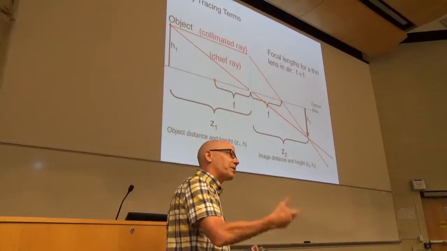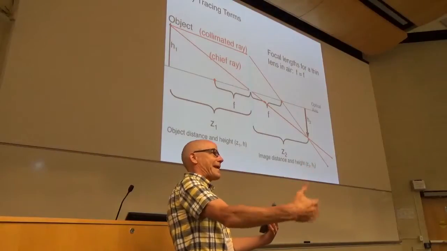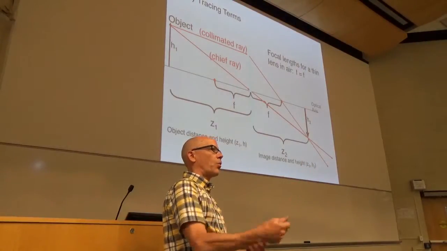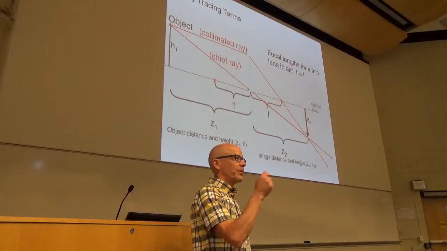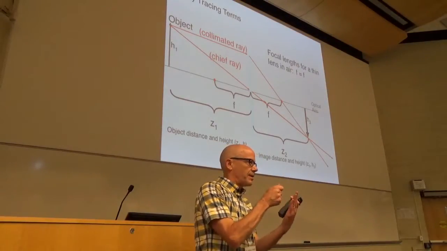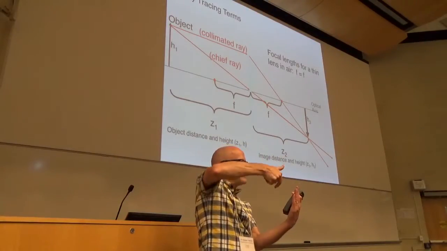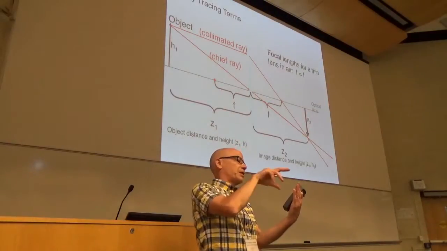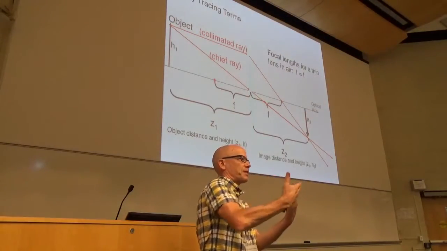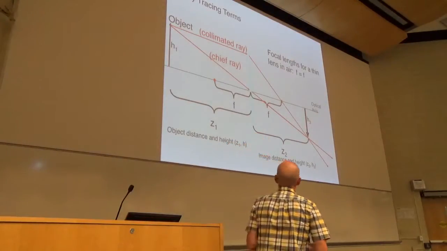You can see it, but it's not a real image. It's not an image you can project on a plane and capture. So the example of that is a magnifying glass. You move the magnifying glass very close to something, it gets bigger. It's also upright, it's not inverted. And you could potentially take a picture of it, but you can't capture the image itself. It's a virtual image.